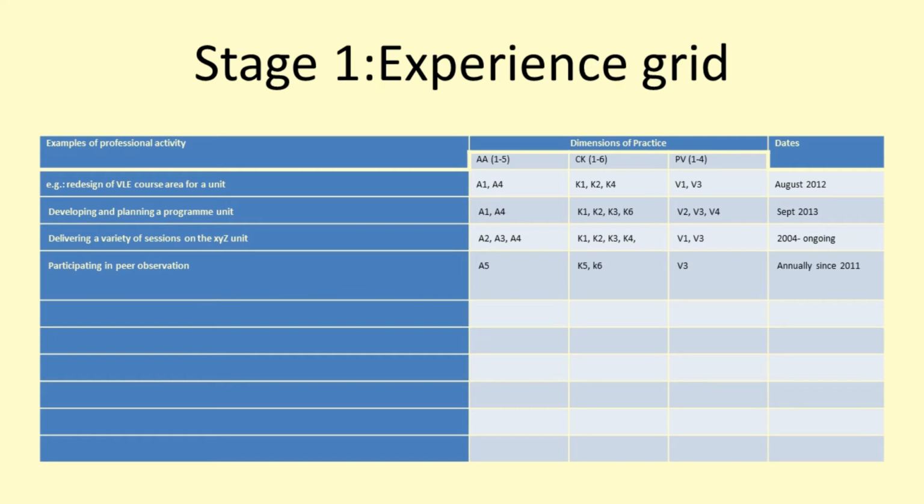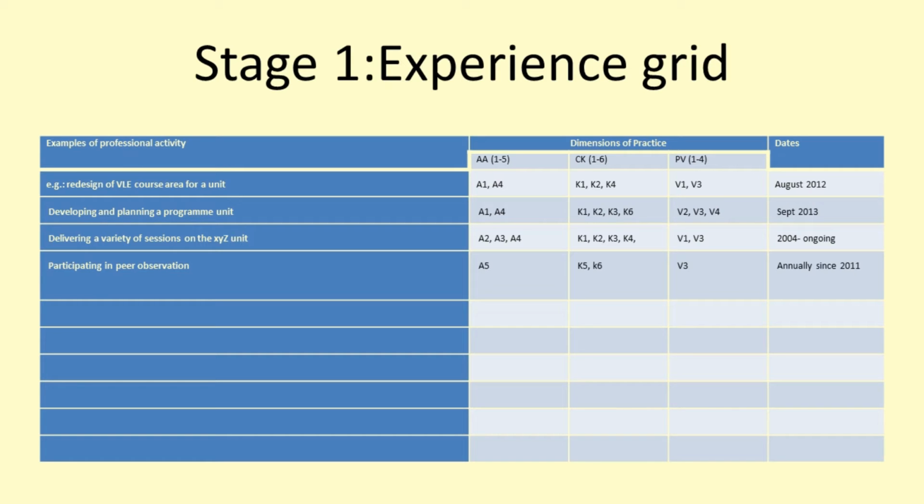So let's look at the application process. The first stage of the application, whether you've chosen to apply through a written application or a presentation, is to complete the experience grid. And within this grid, you break down your areas of activity within your actual job role. You then cross-reference them with the dimensions of practice, and you then add a date to demonstrate the currency of this practice.